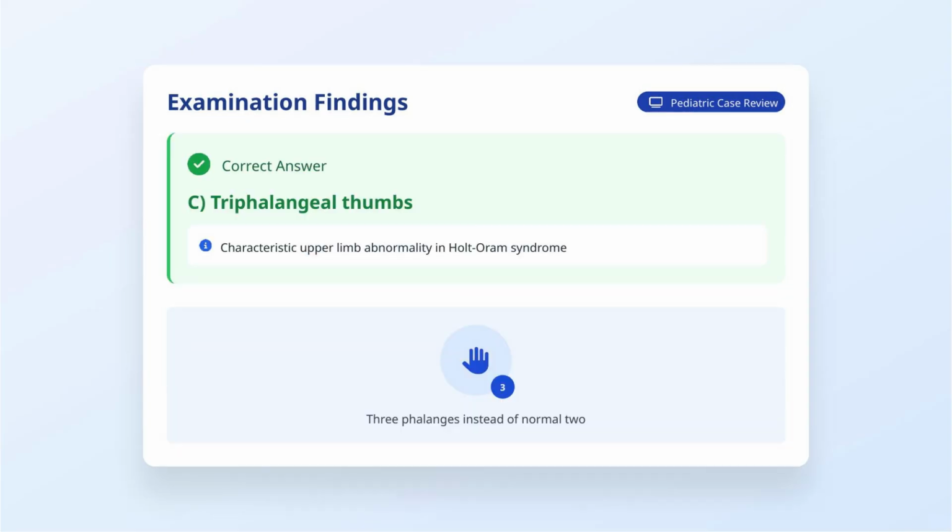Triphalangeal thumbs. This refers to thumbs with 3 phalanges instead of the normal 2, creating a finger-like appearance. This is one of the most characteristic upper limb abnormalities seen in Holt Oram syndrome, along with hypoplasia, aplasia, or displacement of the thumb. Lower limb abnormalities are not typically seen.